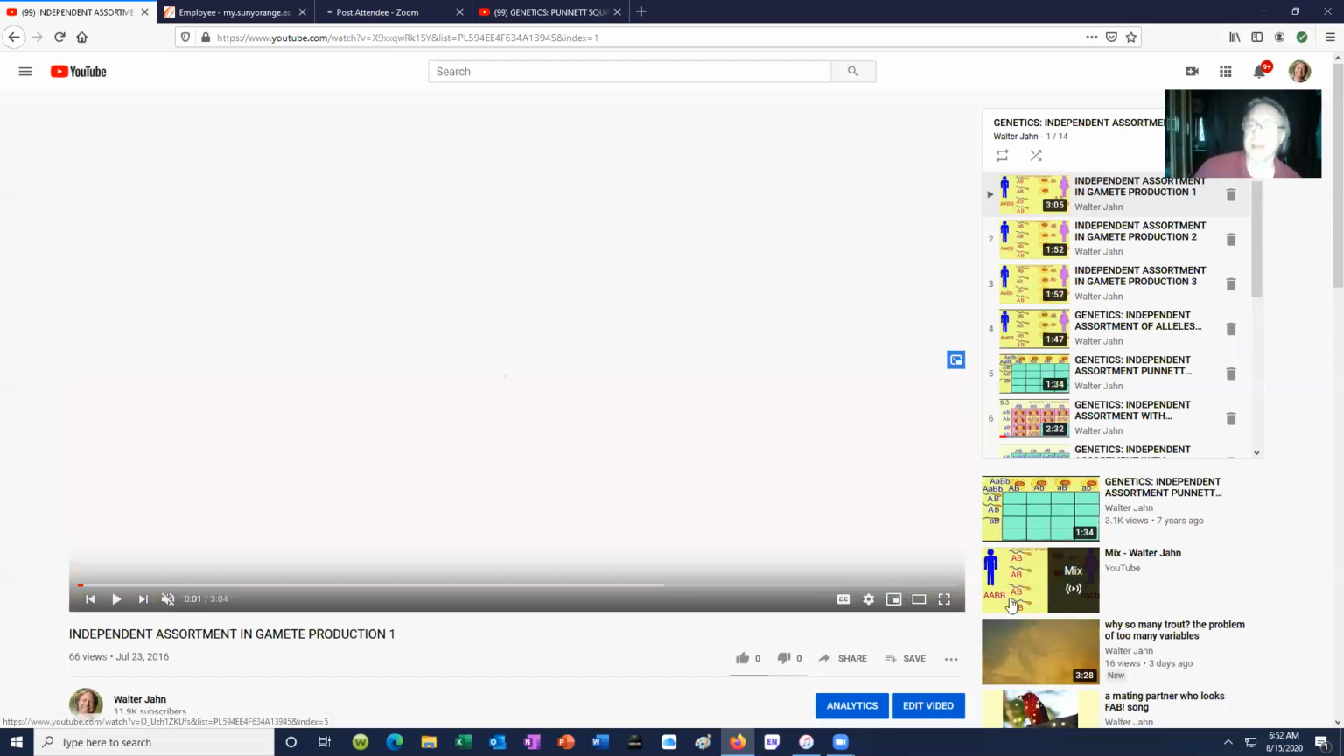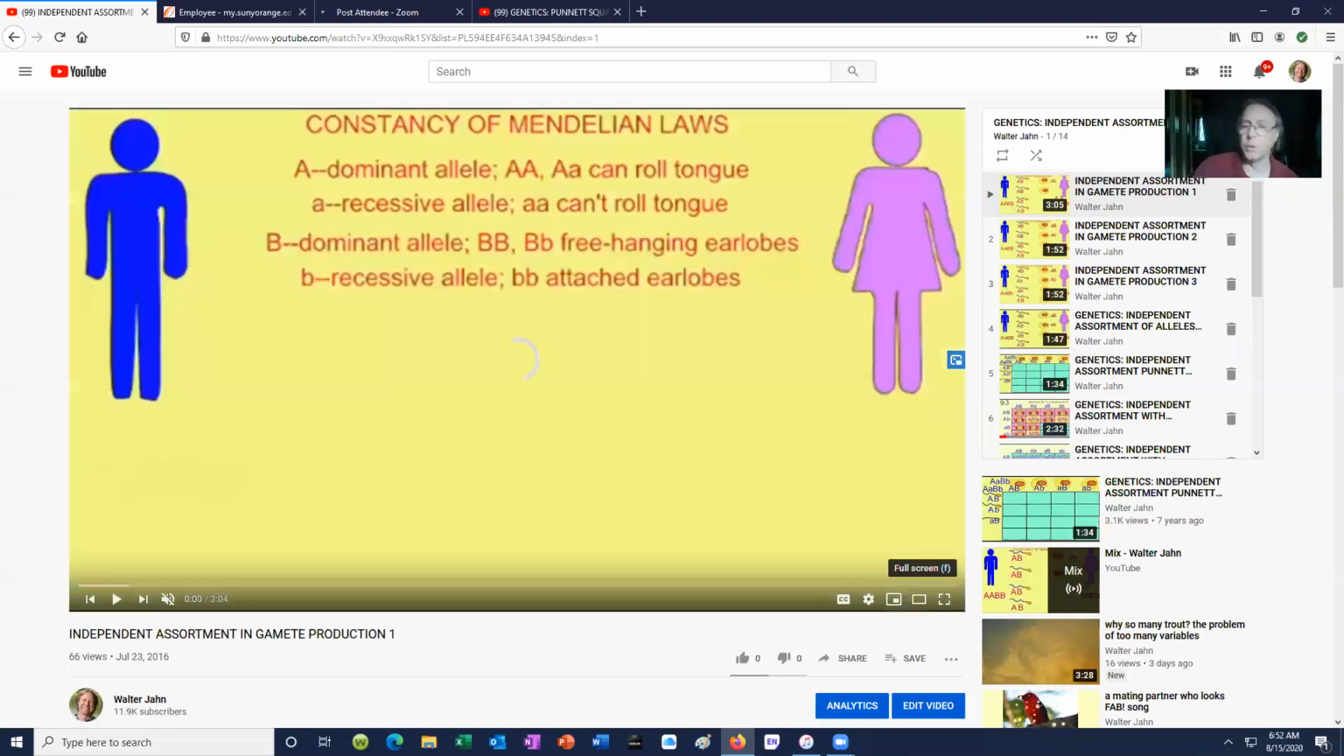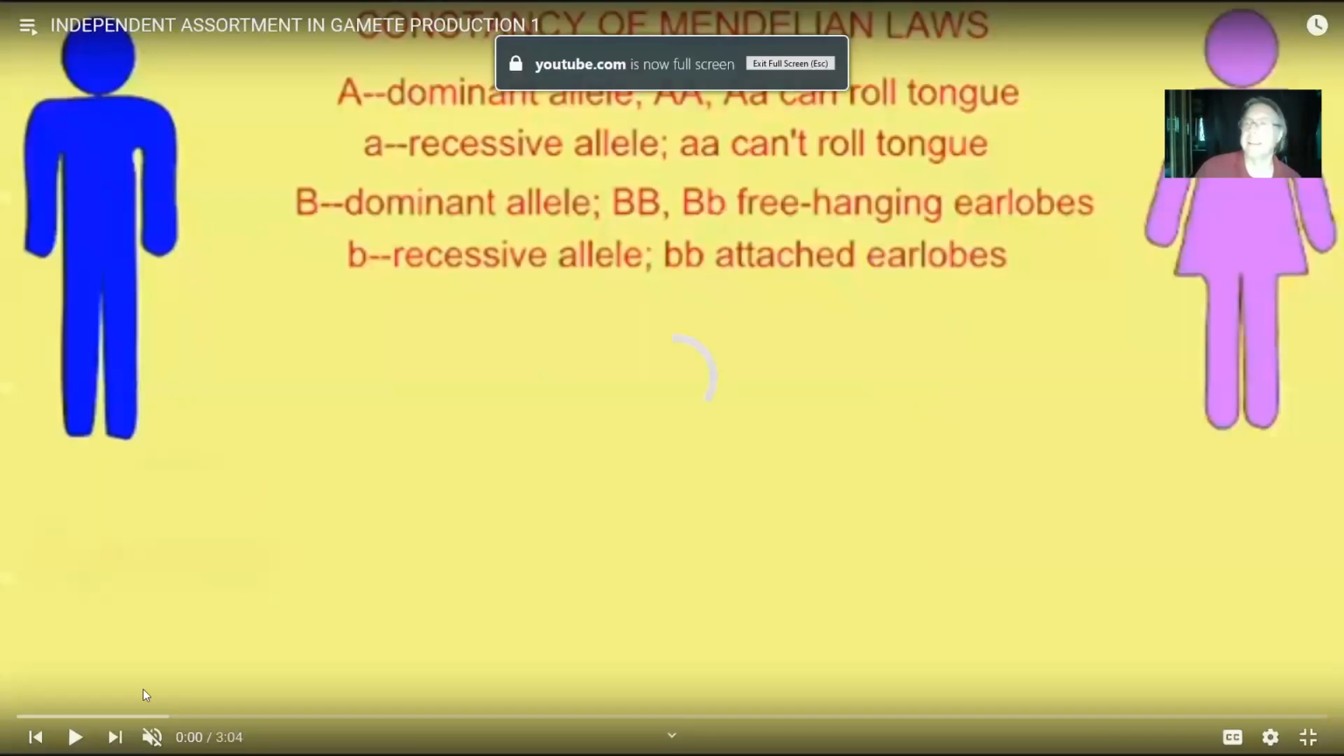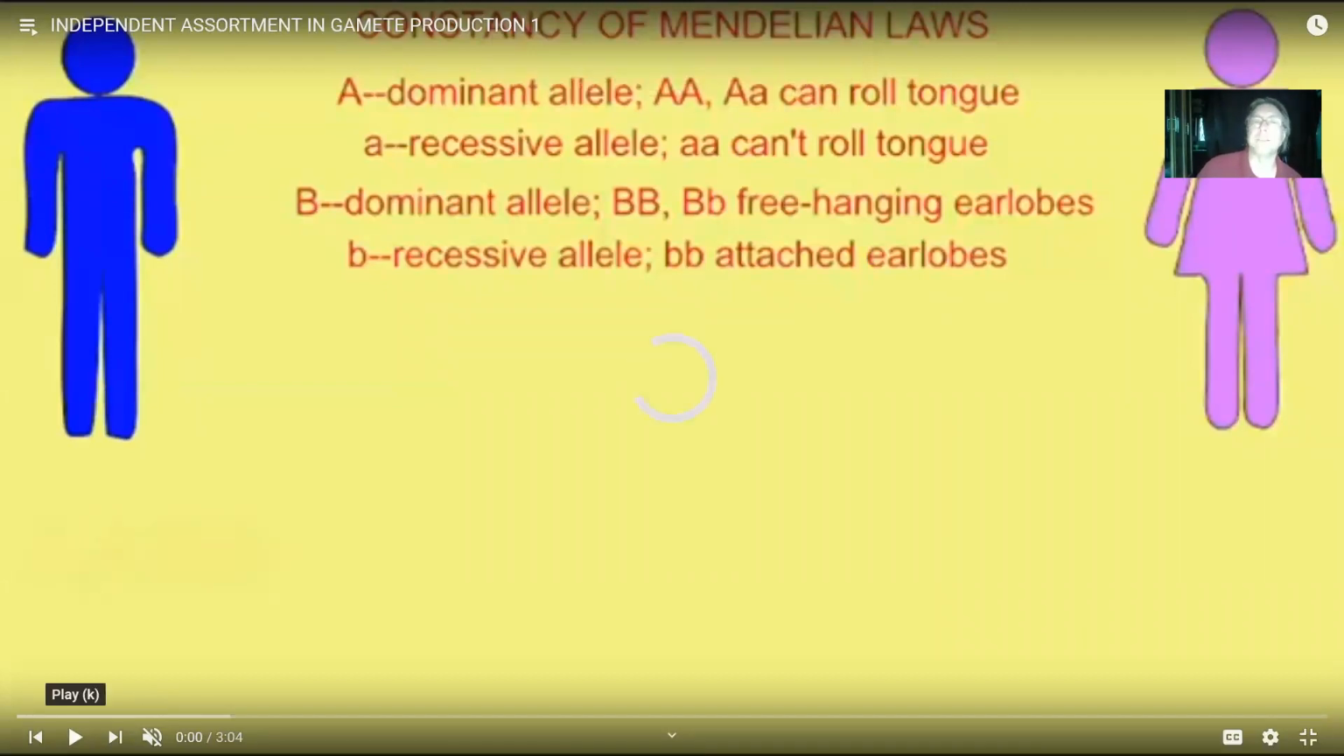Mendel then developed a third principle because he asked what would happen if now we looked at the inheritance of two traits at the same time. Let's just say, for example, we're looking at a gene which controls whether or not you can roll your tongue. So having a dominant allele would mean you can roll your tongue. Being homozygous recessive would mean that you can't.